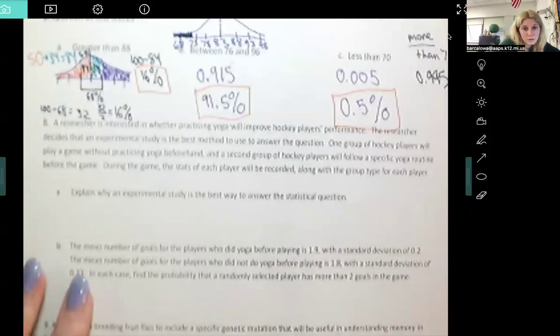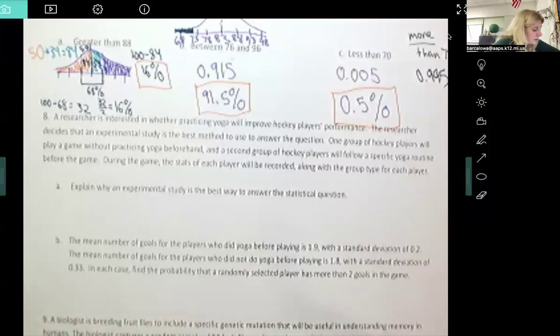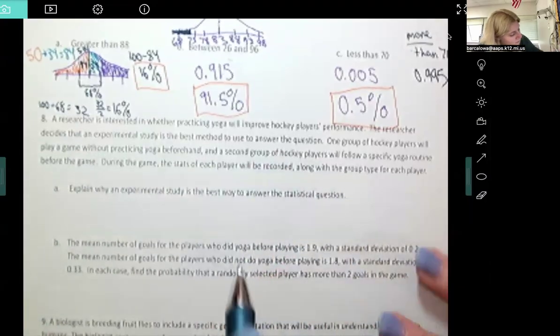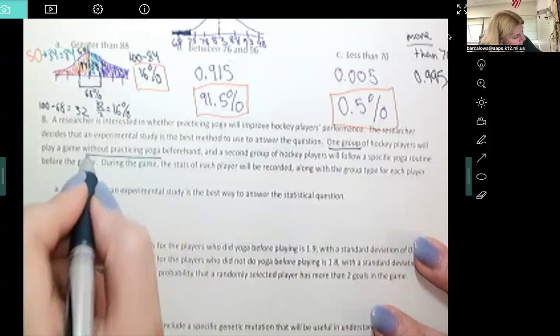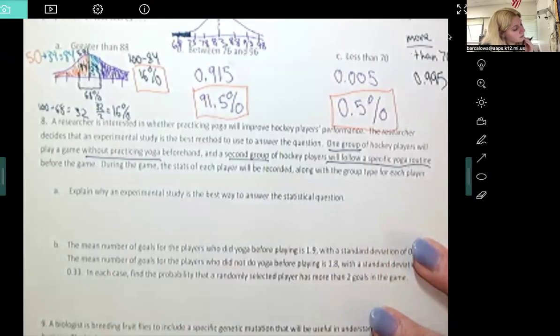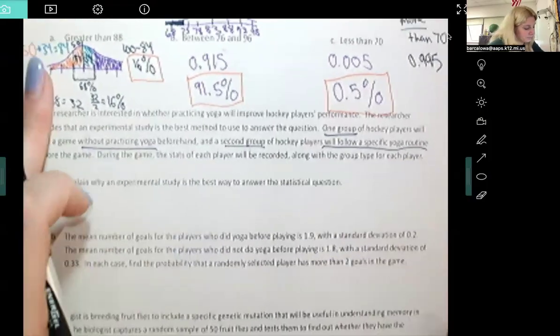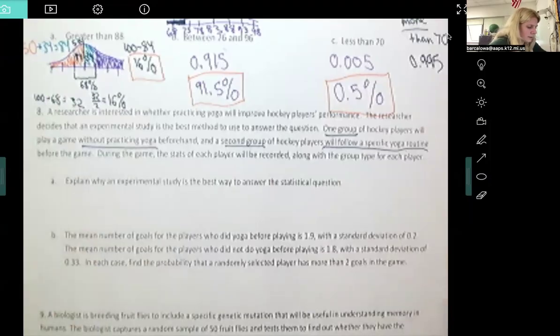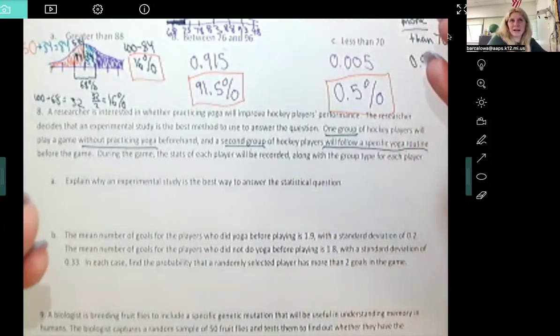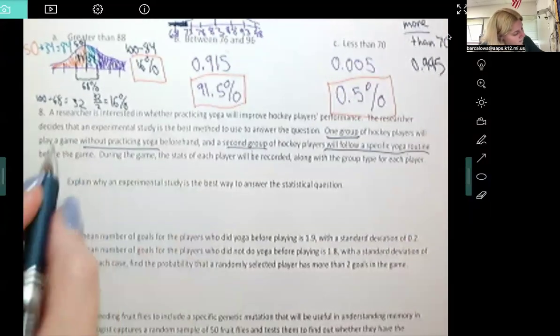A researcher is interested in whether practicing yoga will improve hockey players' performance. Researcher decides an experimental study is best to answer this question. One group will play a game without practicing yoga, and a second group will follow a yoga routine. During the game, they're recording stats of each player. Why is an experimental study the best way? I'm trying to decide if doing yoga makes them better, right? So just observing, I bet not a lot of those players are actually doing yoga before games already.